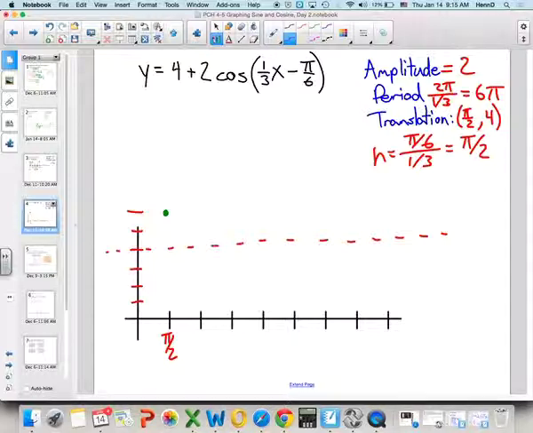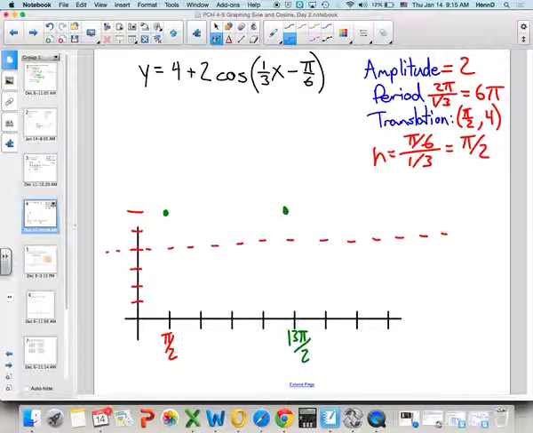Now, my period is 6 pi. So, if I'm starting at pi over 2, where am I going to end? 6 pi plus pi over 2. So that's going to be 13 pi over 2. This is going to be 13 pi over 2. And there, it's going to put me back up at the top, because this is cosine.